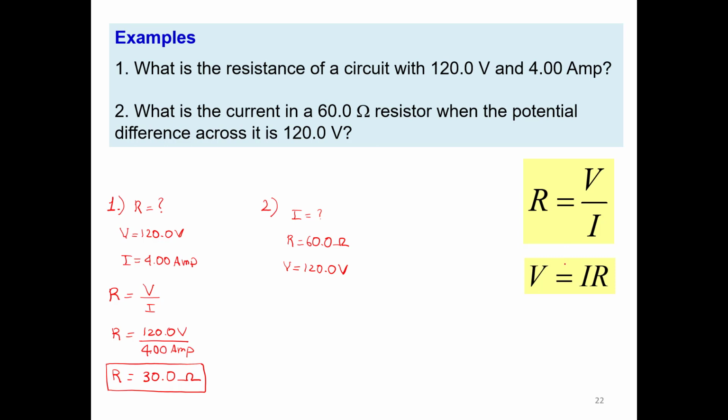We know they are the same. It's just we wrote the equation in a different way. And let's use the second one. We need to solve for the current. Then we divide by the resistance R on both sides. Then we have the current equals voltage over resistance. And now let's calculate the current.